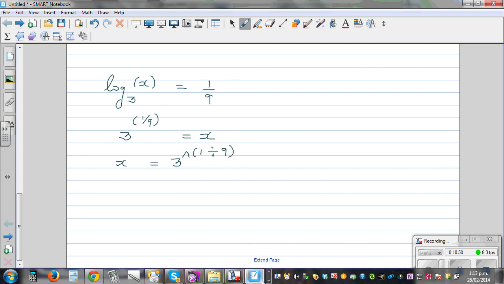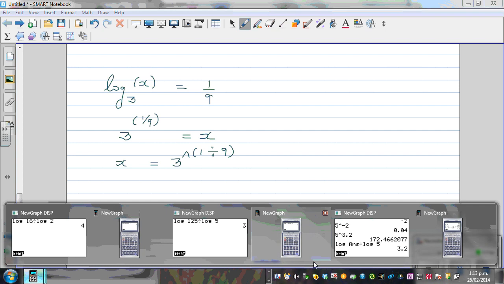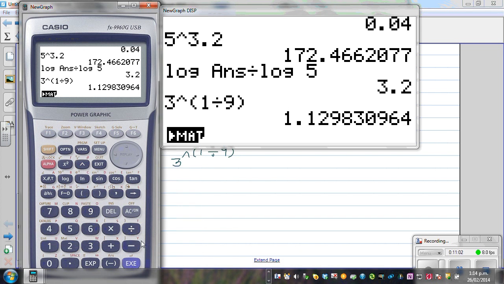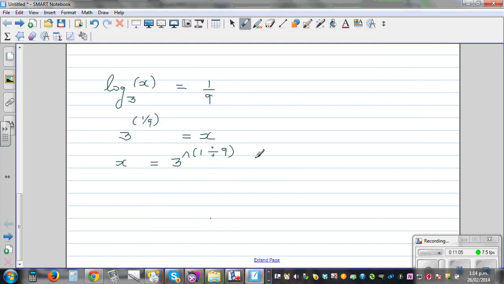Okay, so let's see, again use a calculator. 3 raised to bracket 1 divided by 9. Close the bracket. 1.129. Okay, so the answer in 3 dp is 1.129. Now to check the answer, I should get log of answer, which is your x, divided by log 3, should give you 1/9. So let's do it again.